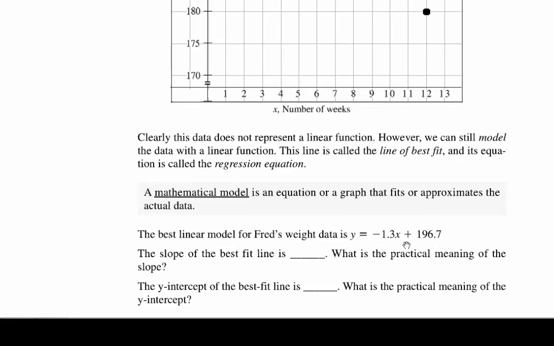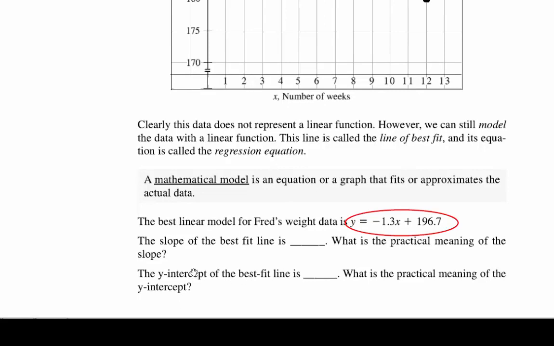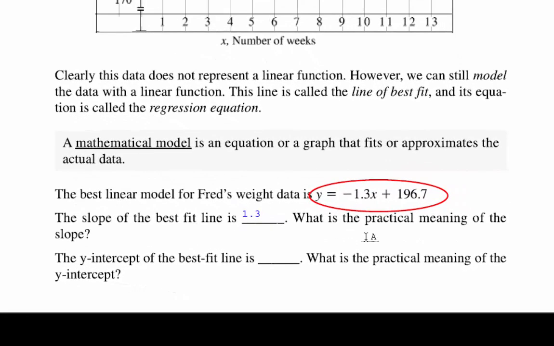So looking at this equation, we're asked what is the slope of the best fit line? Looks like the slope will be this negative 1.3. And then we're asked for the practical meaning of the slope. So the practical meaning is, well, Fred lost on average 1.3 pounds per week. We say he lost the weight because of the negative sign. If we had a positive sign, he would have gained 1.3 pounds per week.